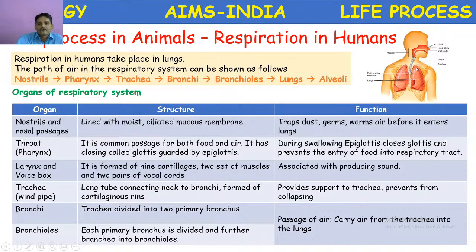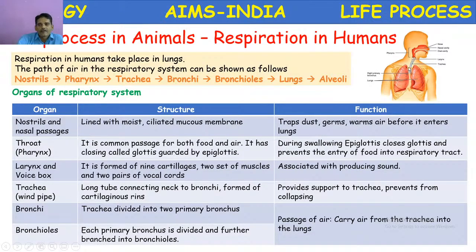Then the larynx. The larynx is also called the voice box. This is the larynx. The larynx is formed of nine cartilages, two sets of muscles, and two pairs of vocal cords. Vocal cords are the sound-producing organs. The main function of the larynx is to produce sound. That's why it is also called the voice box.